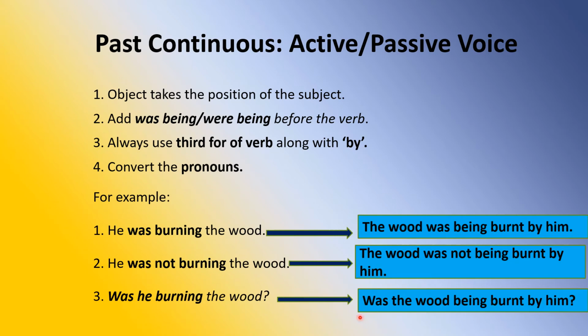You can see was has been written in the start in order to make the sentence an interrogative statement. Then you added the wood, which was basically the object in your active voice sentence, and it has taken the position of the subject here. Then you added being along with the third form of the verb and by, and lastly you converted the pronoun from he to him.